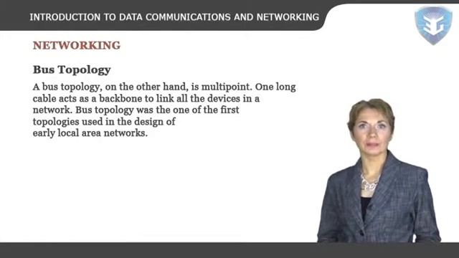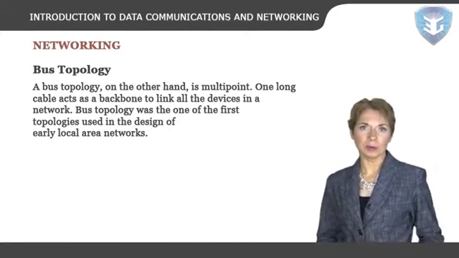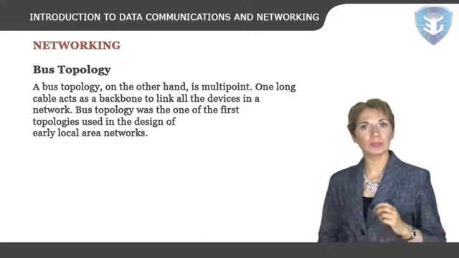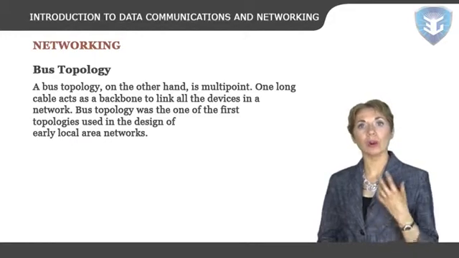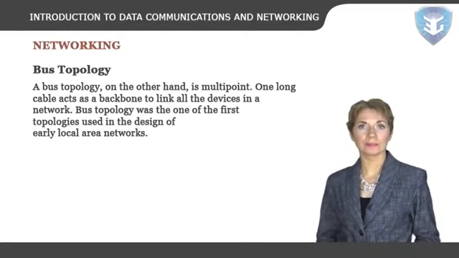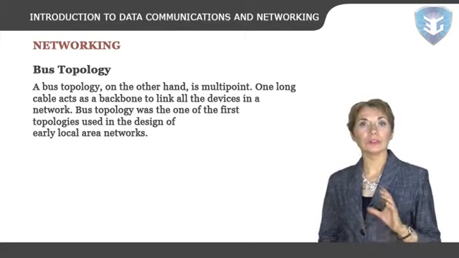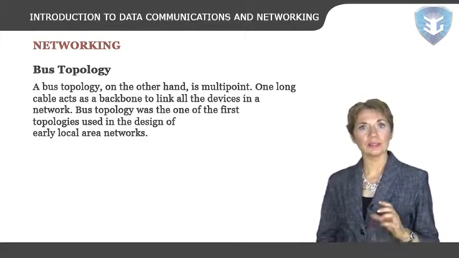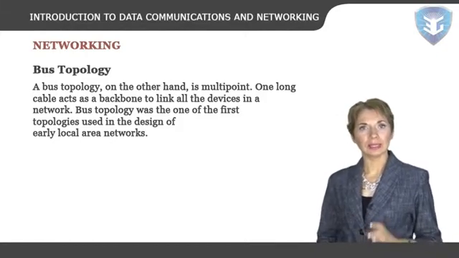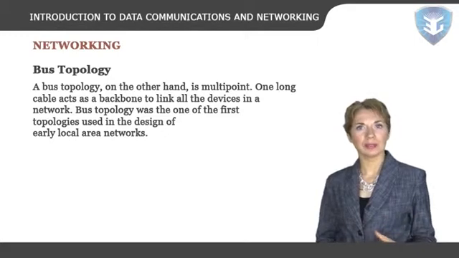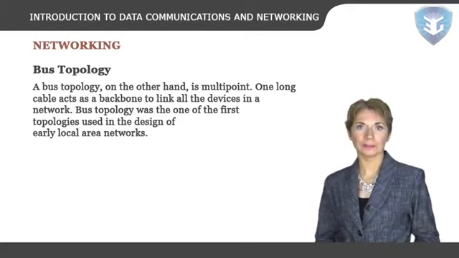Bus topology. The preceding examples all describe point-to-point connections. A bus topology, on the other hand, is multi-point. One long cable acts as a backbone to link all the devices in a network. Bus topology was one of the first topologies used in the design of early local area networks. Ethernet LANs can use a bus topology, but they are less popular now.